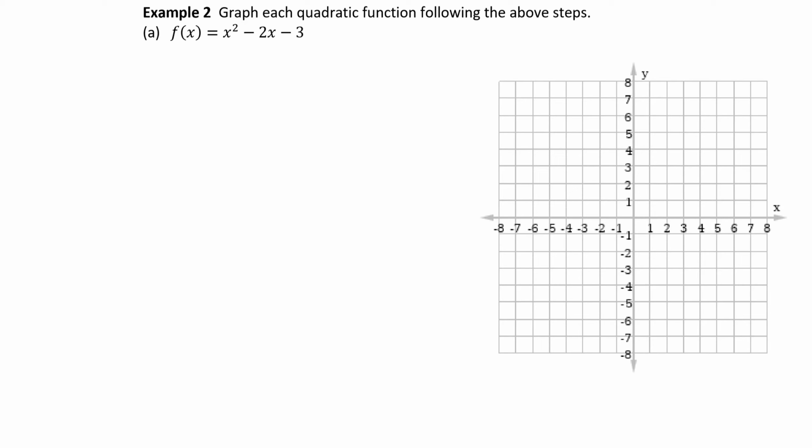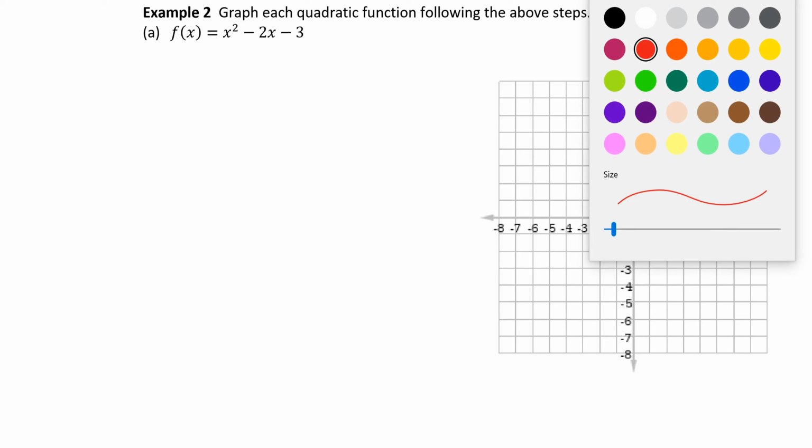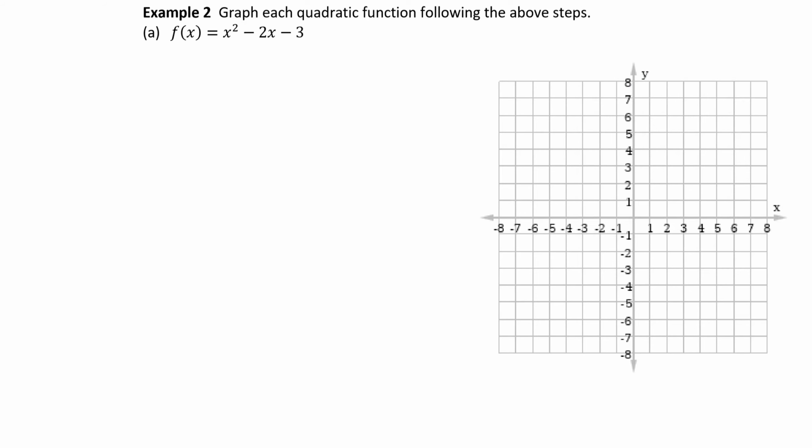Example 2, graph each quadratic function following the above steps. Example A, f of x equals x squared minus 2x minus 3. Notice this is in the general form, not the vertex form. So I'm going to begin by recognizing the orientation. That is the direction of opening.